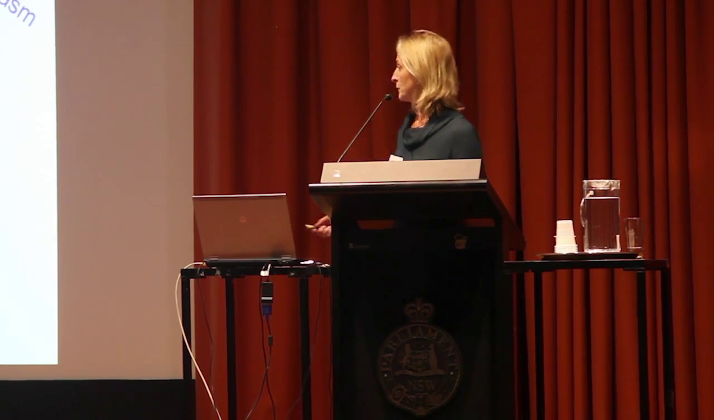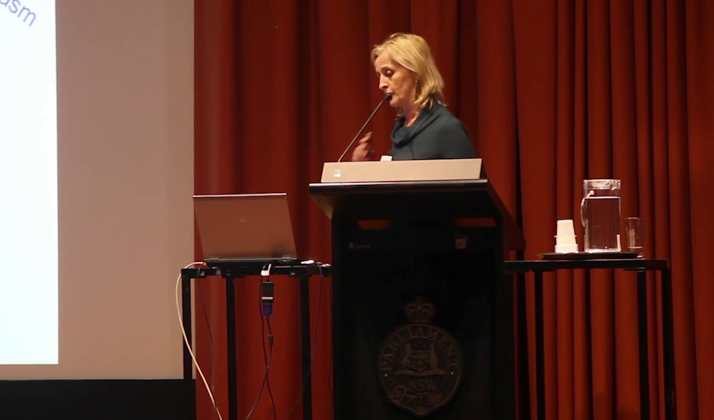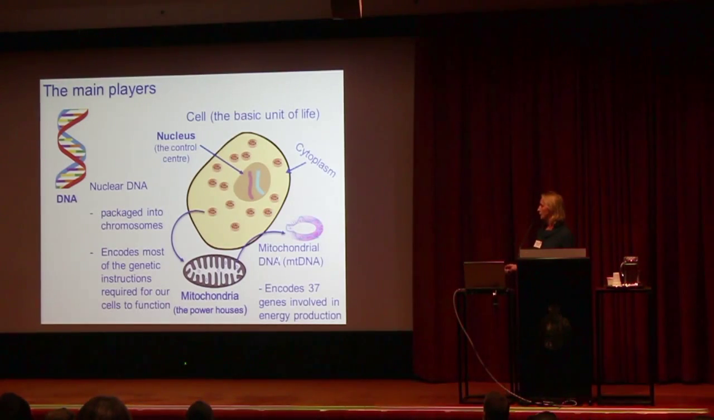Now, in the cytoplasm, we've got mitochondria, as we heard from John, and these are known as the powerhouses of the cell because they produce the energy. And the mitochondria also contain DNA in small circular molecules. It encodes only 37 genes which are involved exclusively in energy production.